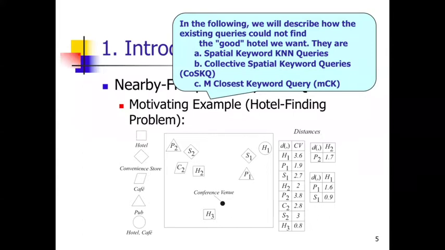In the following, we will describe how existing queries could not find the good hotel we want. There are A, spatial keyword kNN queries, B, collective spatial keyword queries, CoSKQ in short, and C, m-closest keywords queries, mCK in short.